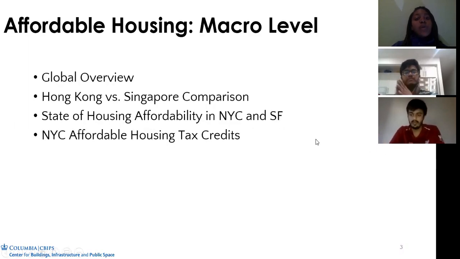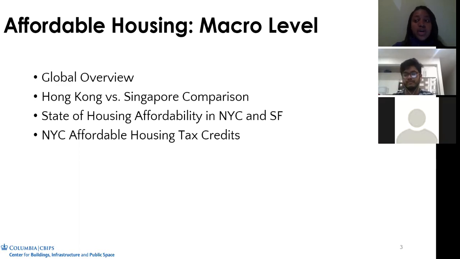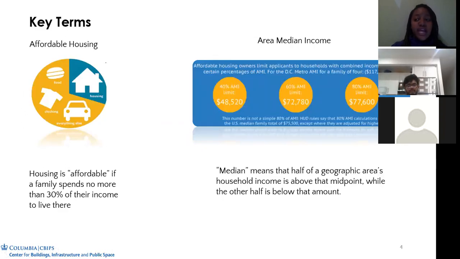So for the macro level, we first wanted to look at affordable housing from a global perspective, what it meant to other countries and what other countries were doing. Then we compared different cities, specifically Hong Kong and Singapore. And then we came back home and looked at New York City and San Francisco in detail, and even further delved into New York City and the different incentives that it has to spur affordable housing. Next slide, please.